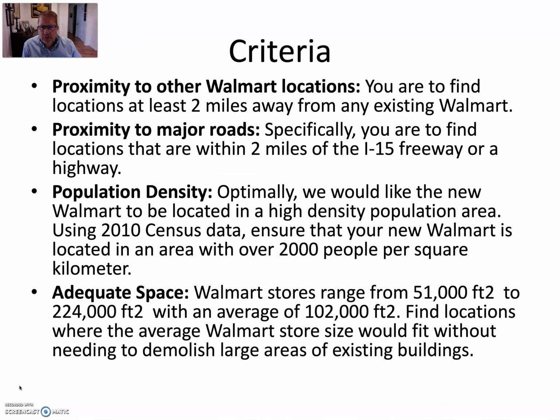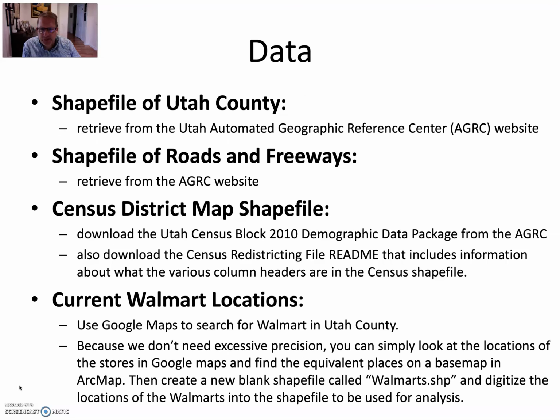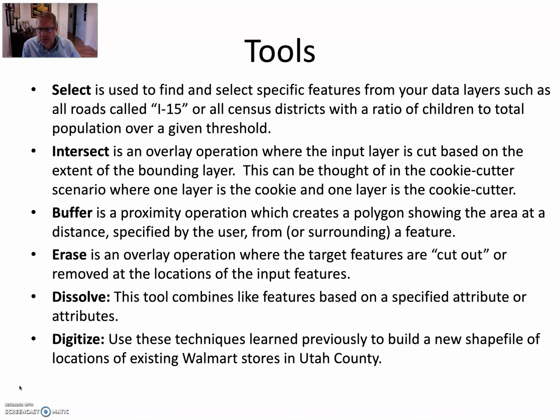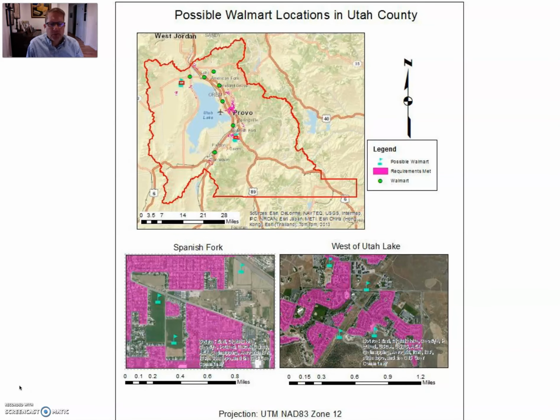We looked for locations that were, obviously, not any closer than 2 miles to an existing Walmart, but we wanted them near an existing road. We wanted to make sure there's a good density of population nearby and plenty of space. We found some data sets to use for different locations, and then we grabbed some tools to use, and we were able to analyze this problem and, through a series of map analyses like these, come up with a great output map. I hope you've all been able to generate something like this and turn it in.